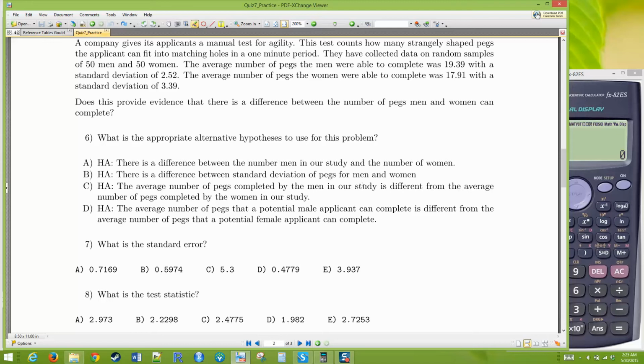Choices C and D say the average number of pegs completed by the men in our study is different from the average number of pegs completed by the women in our study. That's also not correct, because this is talking about just the men in our study, and our conclusions aren't going to be about the ones in our study, but about the general population. So let's look at answer choice D, and that says the average number of pegs that a potential male applicant can complete is different from the average number of pegs that a potential female applicant can complete. And that is the correct answer choice, because this is about everyone in our population, which would be all potential male applicants. So number 6 is answer choice D.